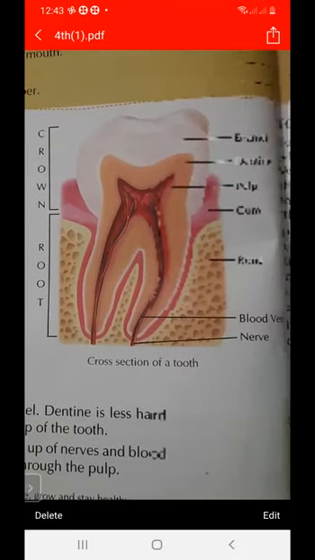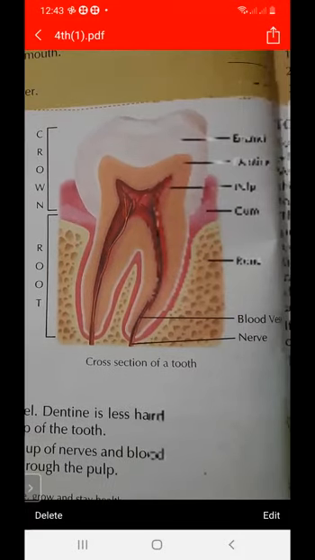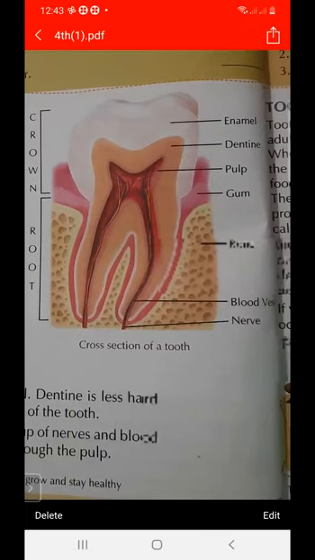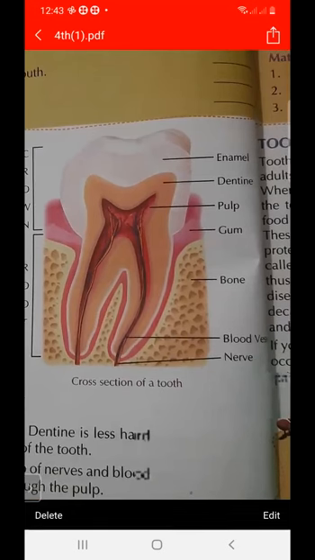So this is a cross section of the tooth. What is in the cross section of the tooth? First is enamel, then dentine, then pulp, then gum, then blood vessel, and then nerve. So the inner part of the tooth contains three layers. First is enamel, shown in the figure. It is white in color and it is the hardest substance of the tooth.